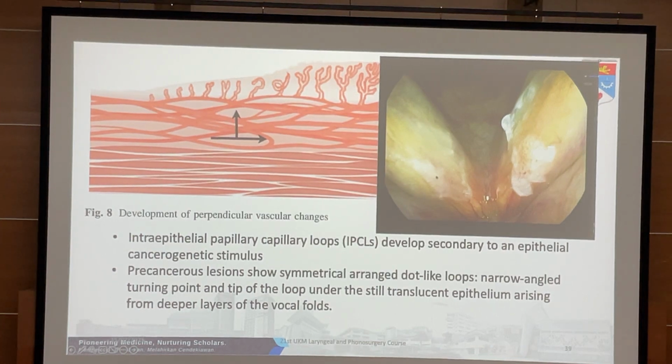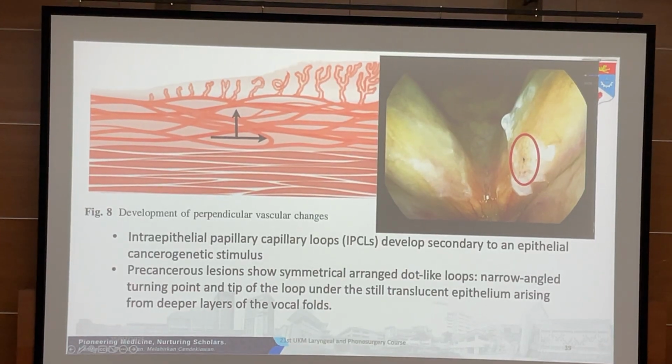So I've shown you this leukoplakia. It looks like leukoplakia, right? And focus on this lesion. Can you see the perpendicular vessel? Okay, so the vessel comes from below and you can see dots on the surface. And if it is pre-malignant, you would be able to see 2 dots, 2 dots, 2 dots at the side. We call it symmetrically arranged dot-like loops.